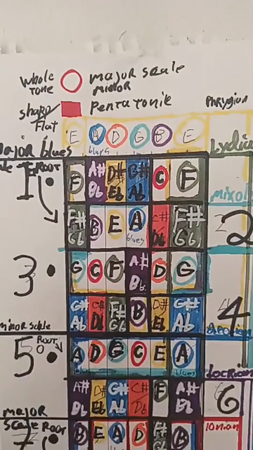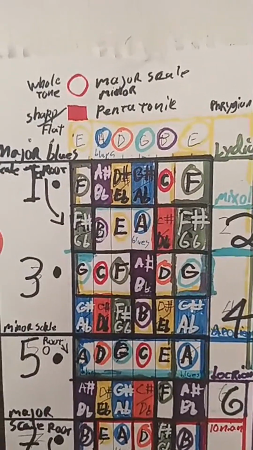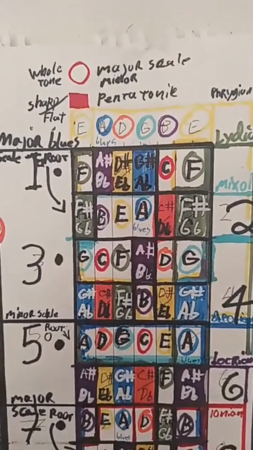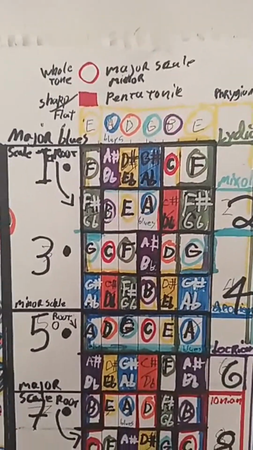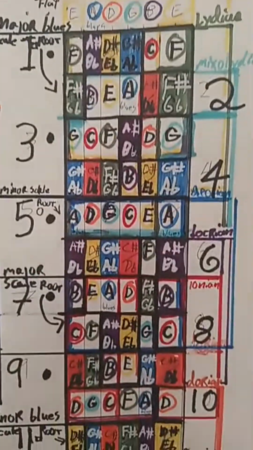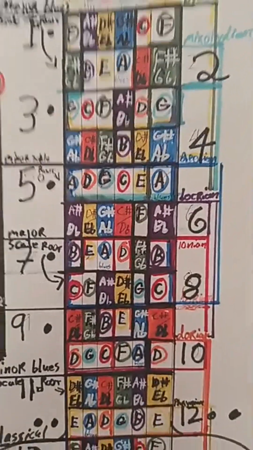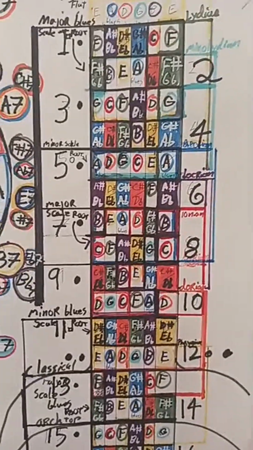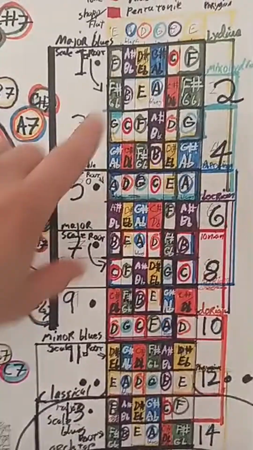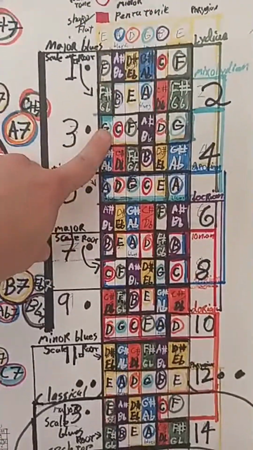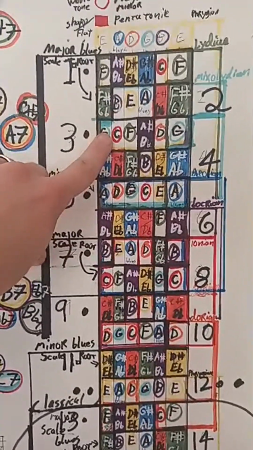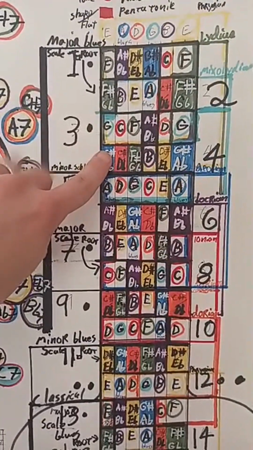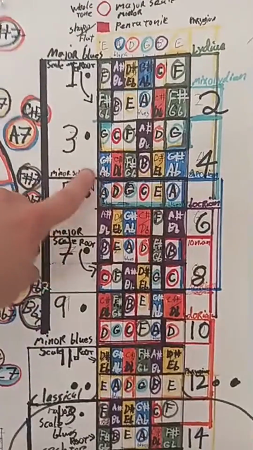And if you only follow the flats, you'll get a pentatonic scale. So all the colored in ones are your sharps and flats. The circles are your whole tones. And this way, it's like looking at the guitar like a piano. So all your white keys are your whole tones, or your C major notes, and then all your sharps and flats are black keys or colored in keys.